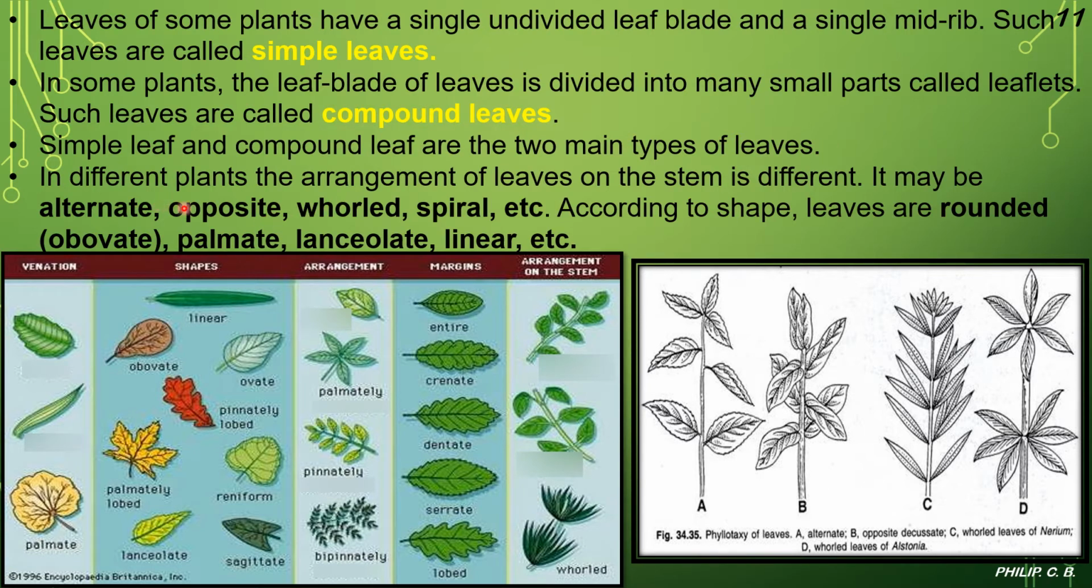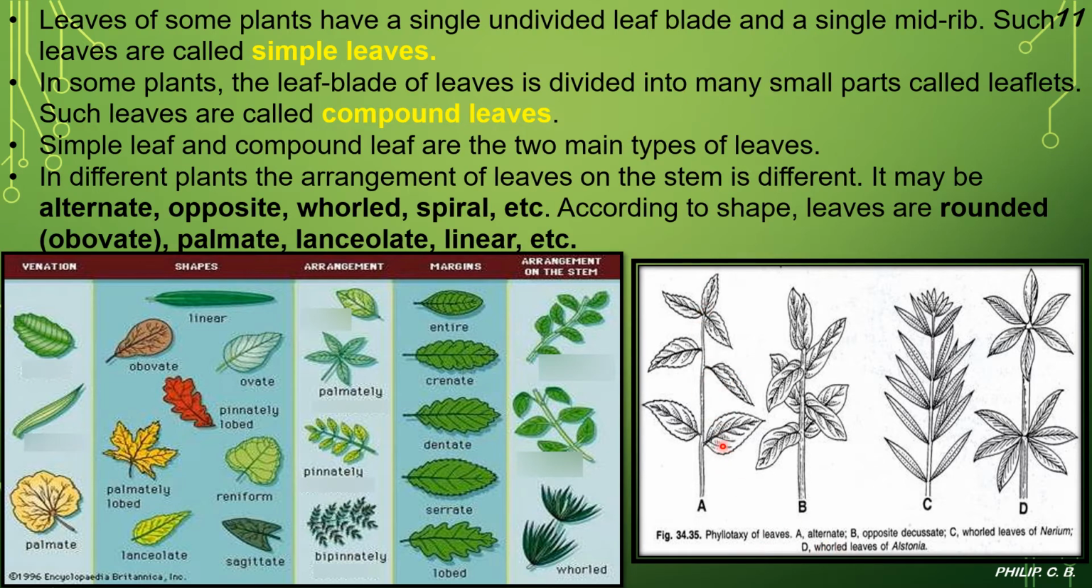Further, in different plants the arrangement of leaves on the stem is different. So even the arrangement of the leaves in different plants is different. It may be alternate, it can be opposite, whorled, spiral, etc. According to the shape, the leaves are rounded, otherwise called ovate, or palmate, lanceolate or linear. Now first come to the right side of the image, which is from this text. So, phyllotaxy of the leaves.